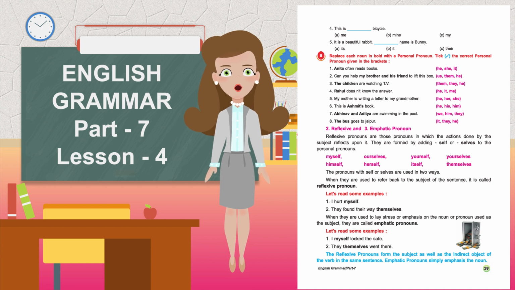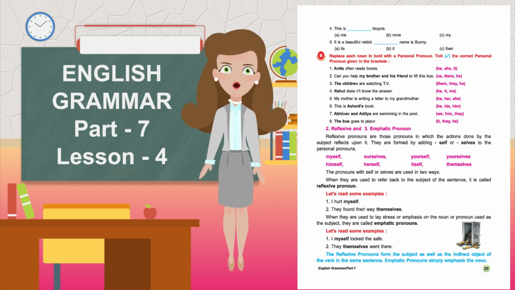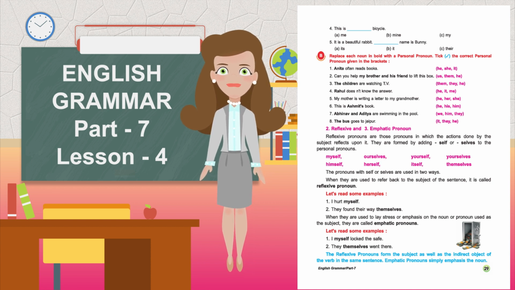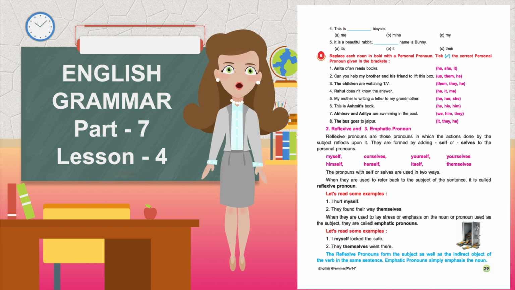Second, reflexive and emphatic pronoun. Reflexive pronouns are those pronouns in which the action done by the subject reflects upon it. They are formed by adding self or selves to the personal pronouns: myself, ourselves, yourself, yourselves, himself, herself, itself, themselves. The pronouns with self or selves are used in two ways. When they are used to refer back to the subject of the sentence, it is called a reflexive pronoun.